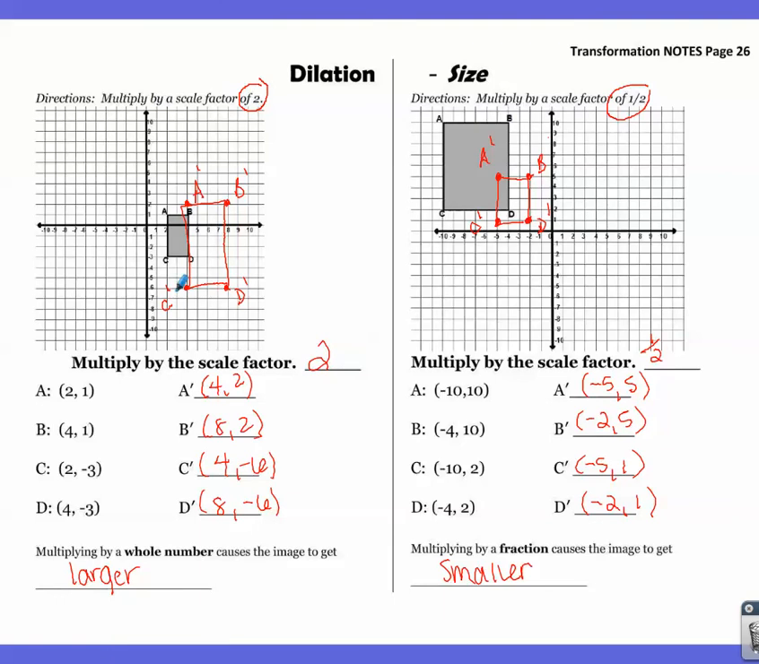So you notice that the figure on the left, it grew because it was multiplied by a dilation, a scale factor of larger than 1, but the figure on the right got smaller because it was multiplied by a scale factor that was less than 1. So if you multiply by a whole number, you're going to get the image to be larger. If you multiply by a fraction, you'll get the image to be smaller.